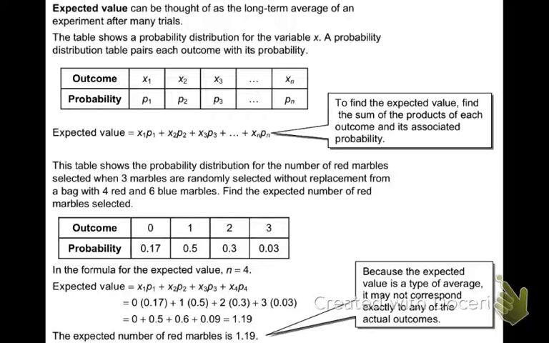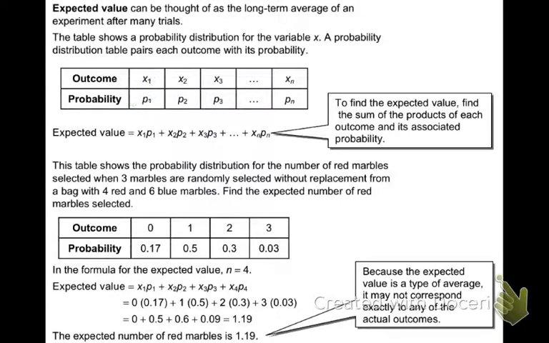For example, if we were to roll a 6-sided die, we could keep track of the numbers that come up. Like 1 came out 3 times out of 10. So the probability of getting a 1 was 3 out of 10. That's what this is. It's showing the probability distribution in a table.